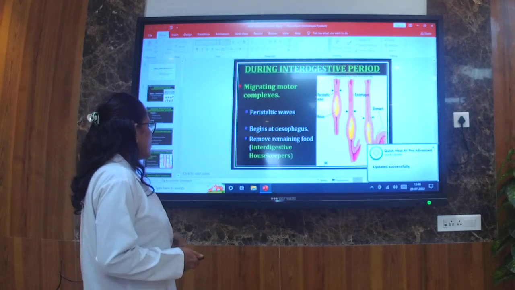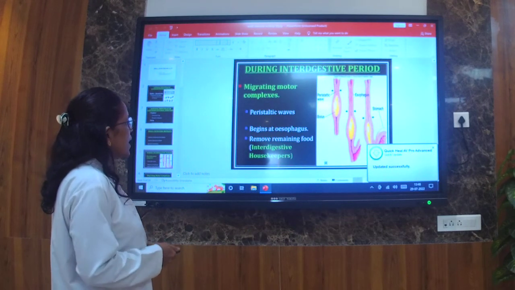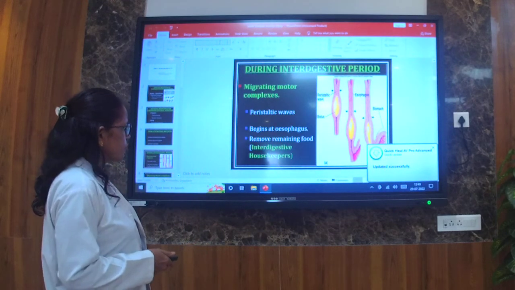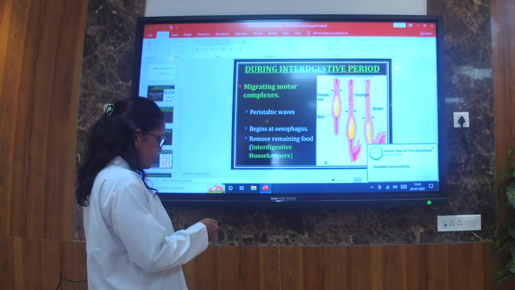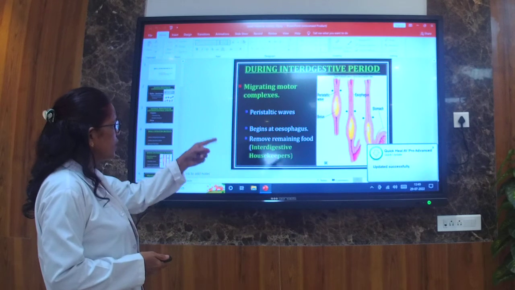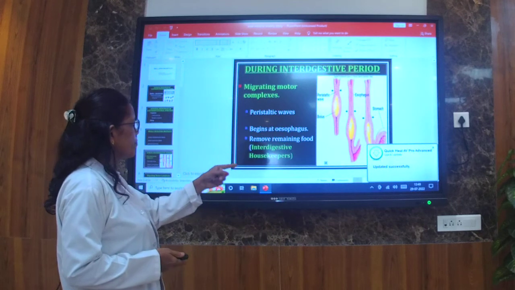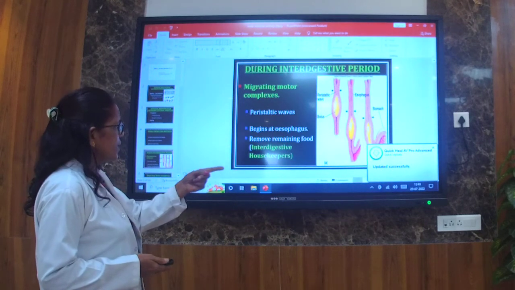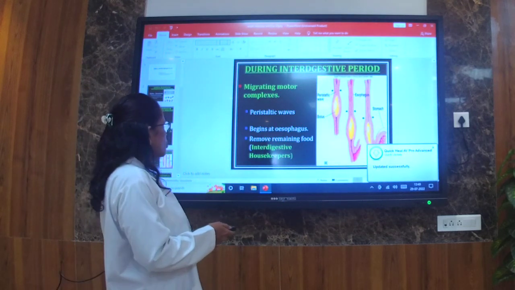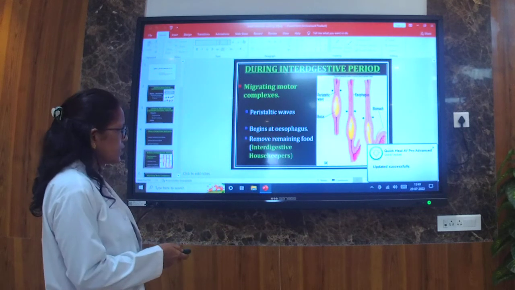So the migrating motor complex is called the interdigestive housekeeper. See this diagram: peristaltic waves are present in the esophagus, and the bolus comes slowly from the mouth into the esophagus. From the esophagus, because of these peristaltic waves, it slowly enters the stomach. Because of the peristaltic waves, the bolus enters the stomach.